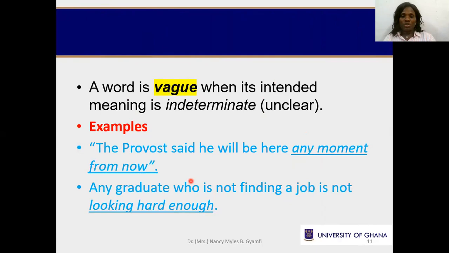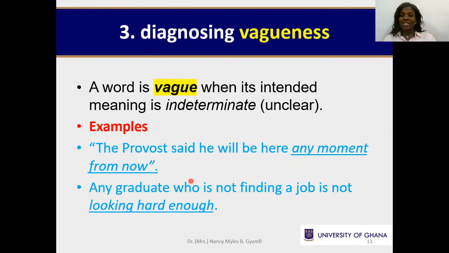Okay. Now, the third crime or the third expression that we find problematic is an expression that is vague. And vague is when, look at the screen now, when you use a word in a way that its intended meaning is indeterminate or unclear or imprecise.